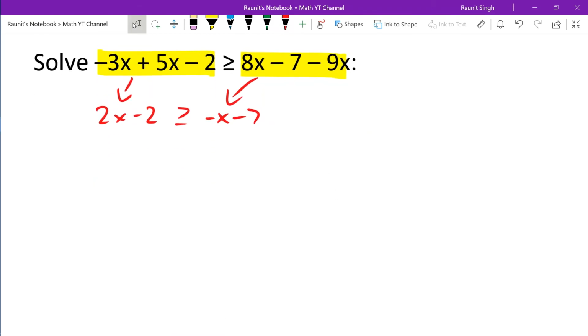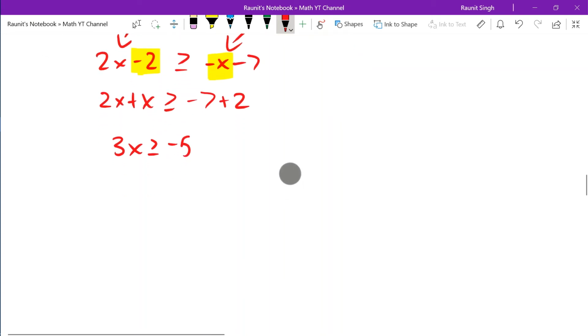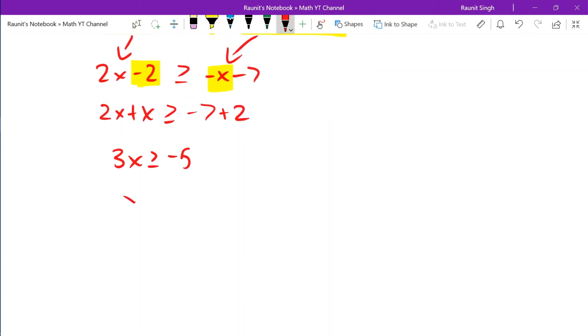So now we just simplify it, add an x to both sides so that we can cancel out this x, and then add 2 to both sides so we can cancel out the negative 2. So we get 2x plus x is greater than or equal to negative 7 plus 2. So we get 3x is greater than or equal to negative 5. Now we're going to divide both sides by 3, and we get x is greater than or equal to negative 5 over 3.